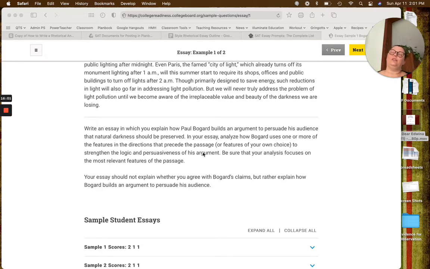So you want to look at it and say, okay, how does he make it so logical? How does he make it so persuasive? What is the tone? How does he structure his argument? Okay. Be sure that your analysis focuses on the most relevant features of the passage. Your essay should not explain whether you agree with Bogard's claims, but rather explain how Bogard builds an argument to persuade his audience. Again, they don't care about your personal opinion. They really don't. And they will mark you down.